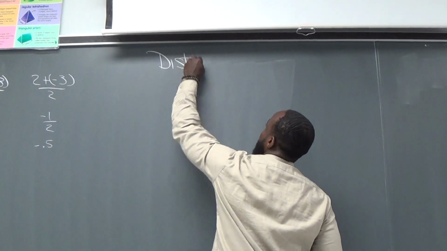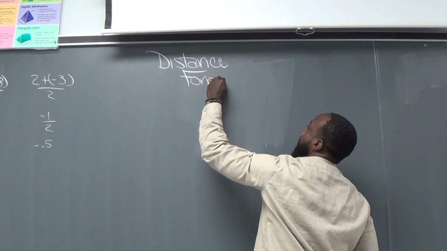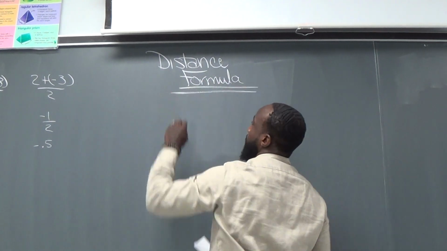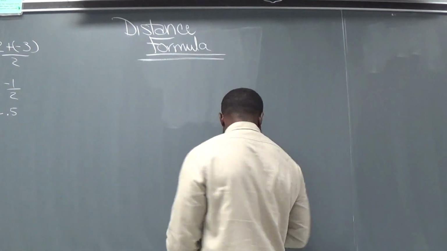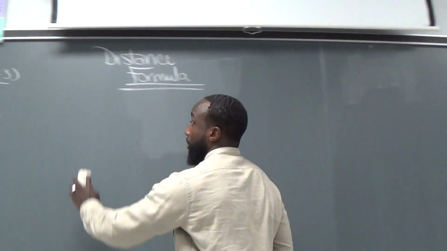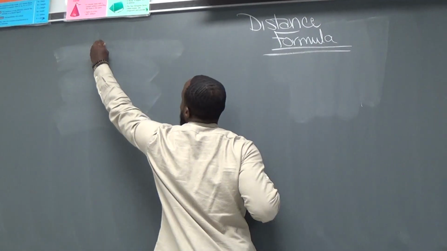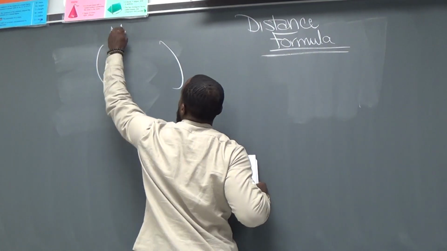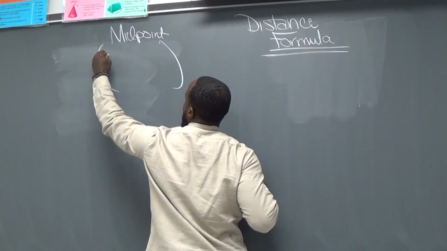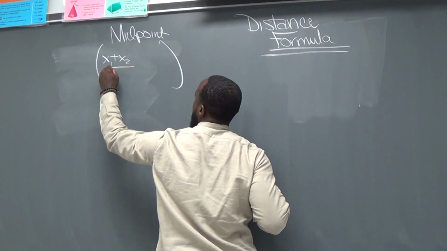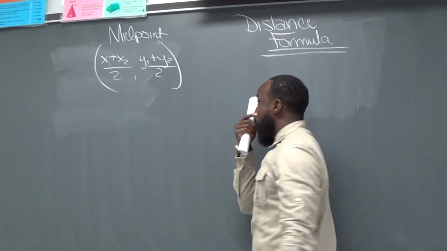Today we're going to talk about the distance formula. The other day we talked about the midpoint formula, and before we go into the distance formula, let's review the midpoint formula real fast. The midpoint formula is basically the average between the given endpoints. That's x1 plus x2 over 2, and y1 plus y2 over 2.